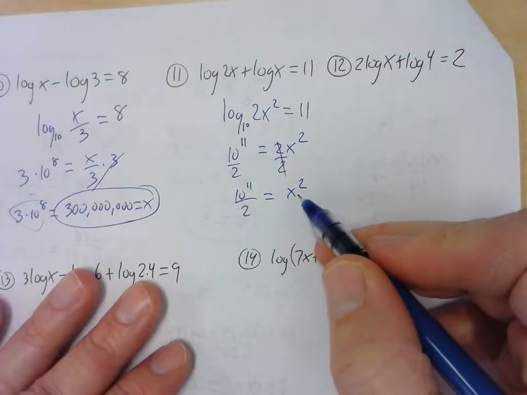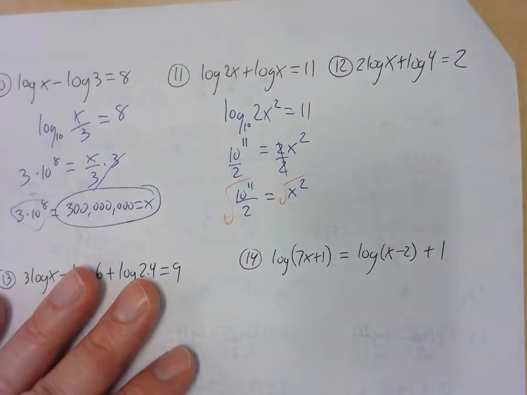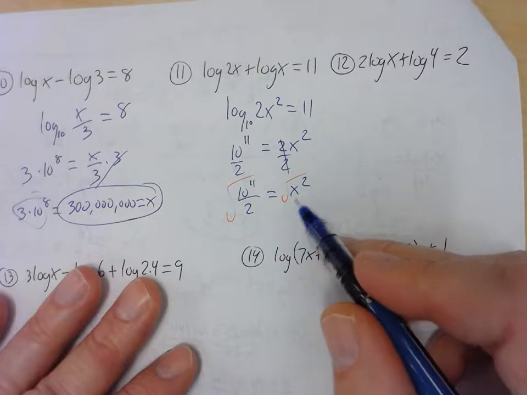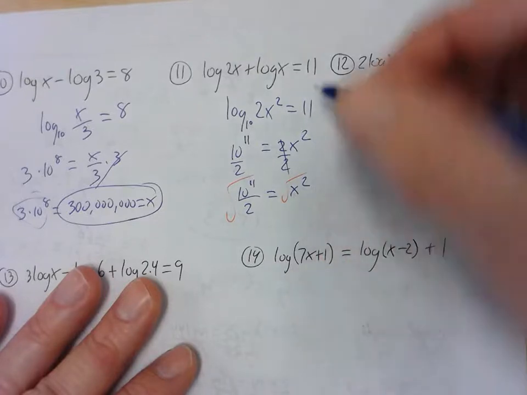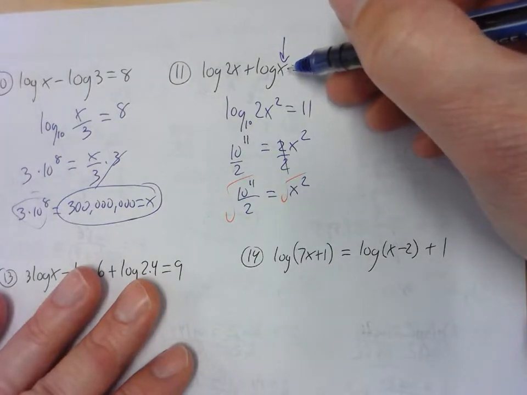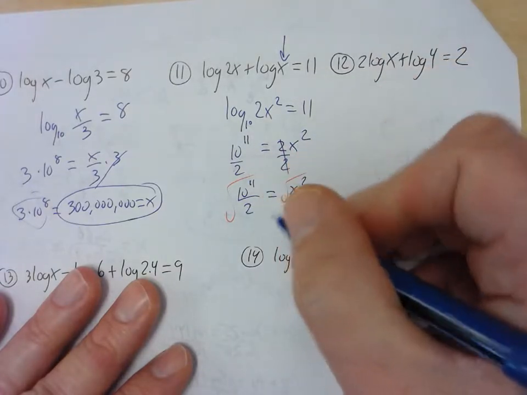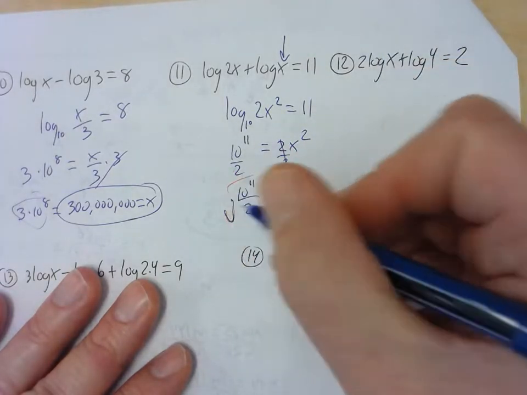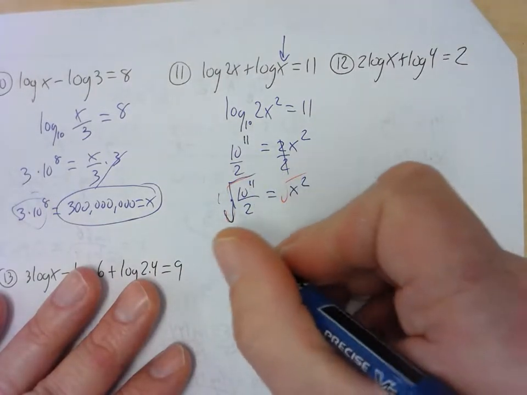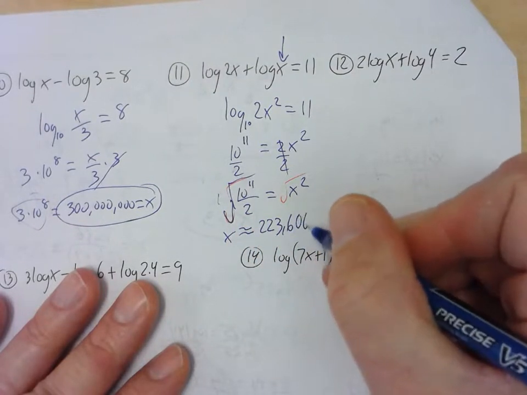The opposite of squaring, of course, is to take the square root of each side. Now normally the answer would be plus or minus, because when you take the square root of x squared, there's 2 solutions that work for that. But if you go back to the original equation, you can't take the log of a negative number, so the only thing you can put in there is positive numbers. You can't even take the log of 0. So we can ignore the negative solution, and it's just the square root of 10 to the 11th divided by 2. Type that in the calculator. X is approximately equal to 223,606.8.